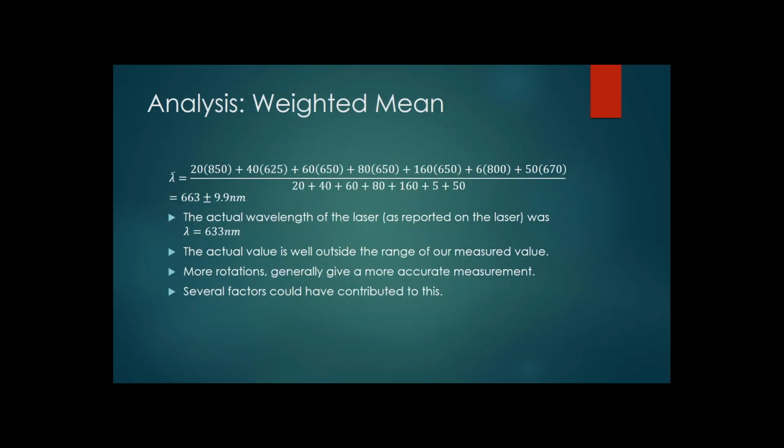The weighted mean was calculated to be 663 plus or minus 9.9 nanometers. This is still far off our actual mark of 633. There are several possible explanations for this discrepancy.